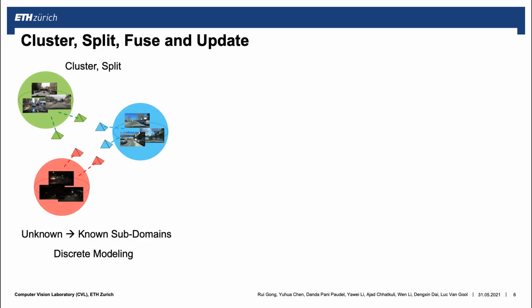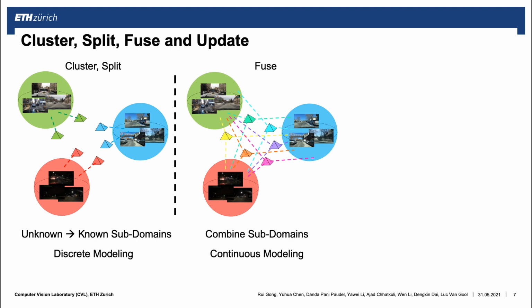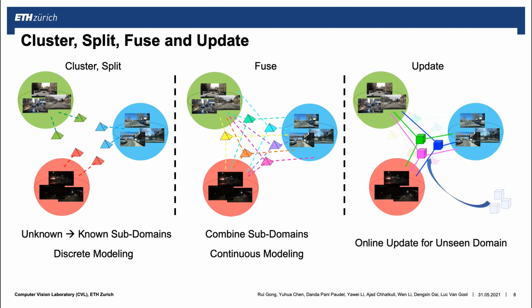Then we present the overview of our cluster, split, fuse, and update modules. In the cluster and split module, we adopt the discrete modeling and divide the compound target domain into multiple known subdomains. Each image sample only belongs to one subdomain. In the fuse module, we model the target domain continuously by combining the subdomains. In the update module, we online update the model for the unseen domains. Then, we introduce the individual modules in detail.